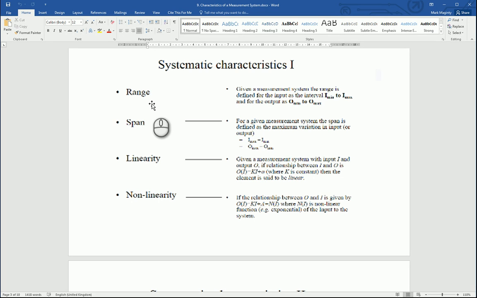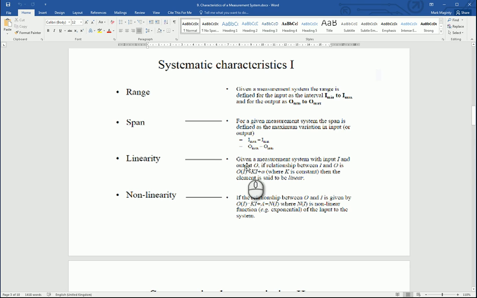The span is slightly different in that it is the maximum variation of either input or output. So it's I max minus I min, or O max minus O min. So it's one value, where range is two values from something to something, so from X to Y, for instance, where span is just Z. It's just a standard answer of what the span is, which doesn't really give you a comprehensive view of exactly what the sensing element, for instance, is actually capable of.